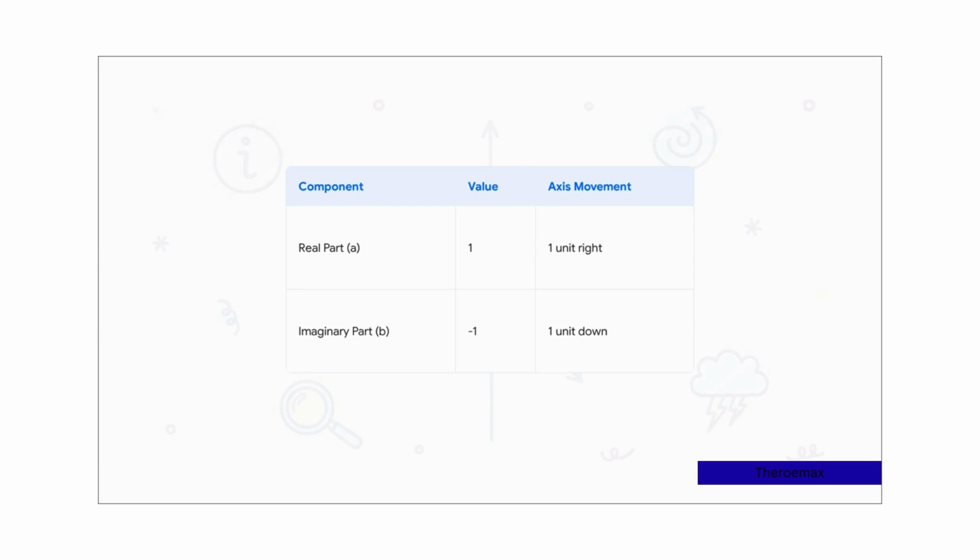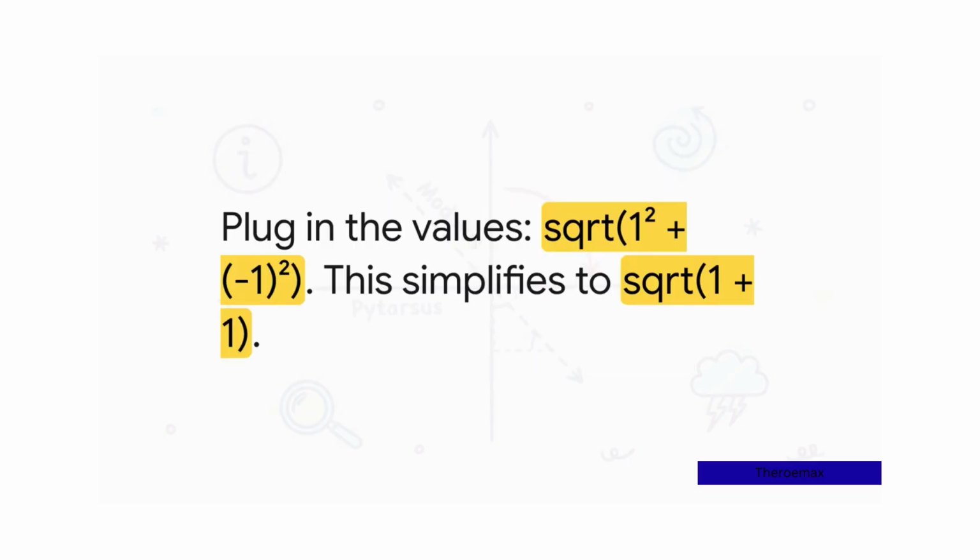That just means we move 1 unit to the right. The imaginary part, b, is -1. So that means we move 1 unit down. Our coordinates are (1, -1). Easy enough, right? Now we just plug those values into our formula. The modulus is the square root of 1 squared plus (-1) squared.